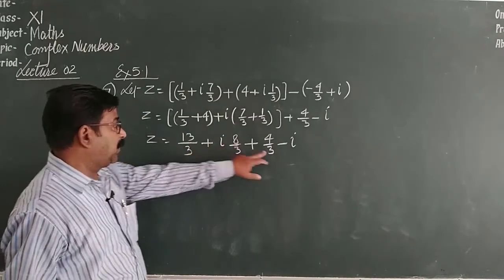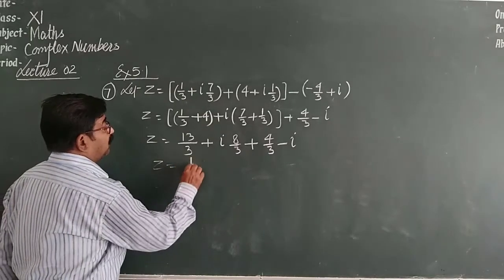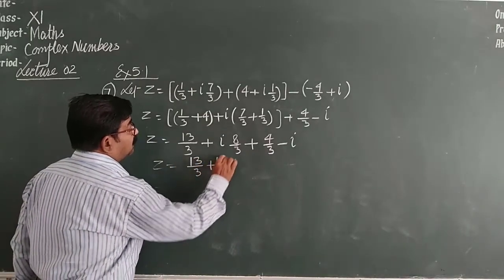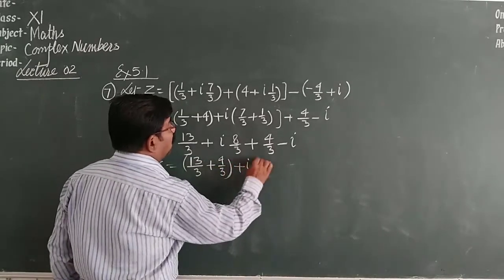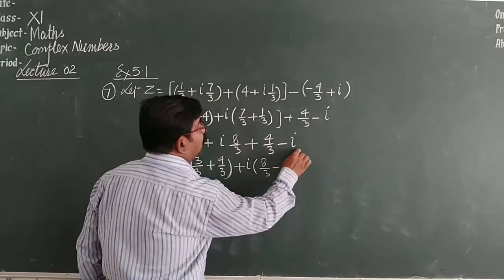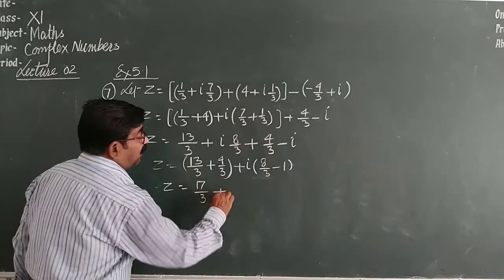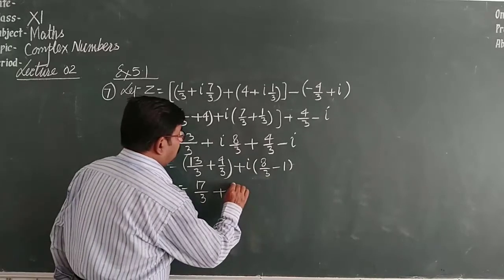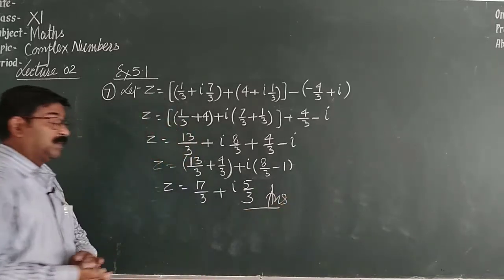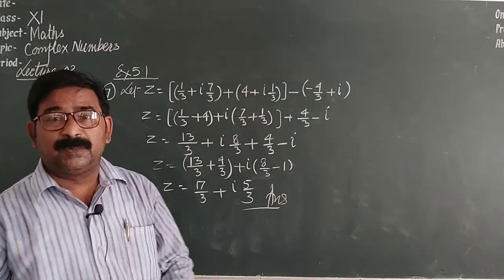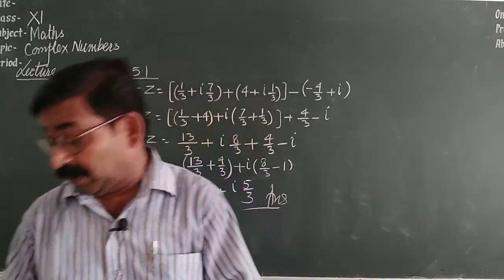See, this is the real part, these are the imaginary parts. So we have z is equal to 13 upon 3 plus 4 upon 3 together, plus i is common, we have 8 upon 3 minus 1. So we have z is equal to 17 upon 3 plus i times of 5 upon 3. So this is the answer as a complex number. Got it? So very simple, in this exercise we have to convert all these into complex numbers. Got it?